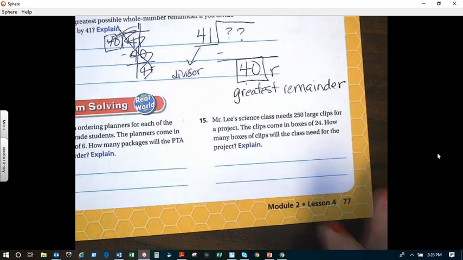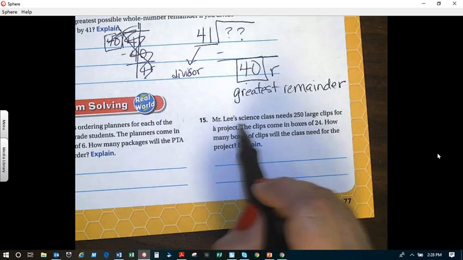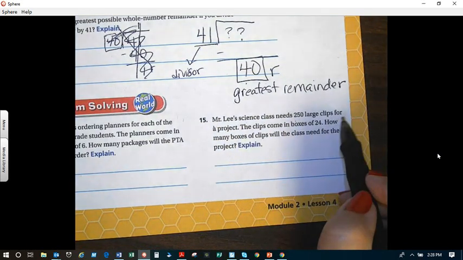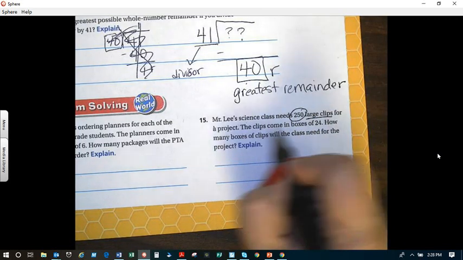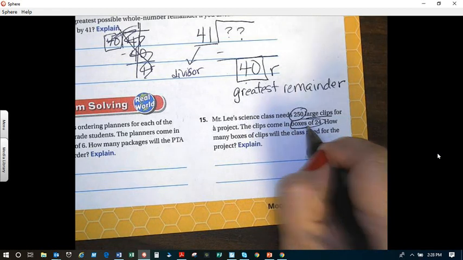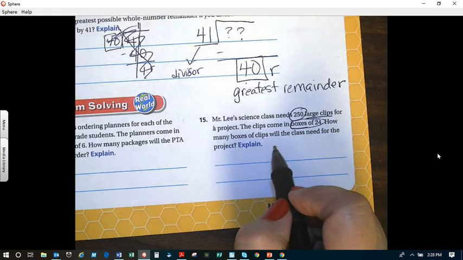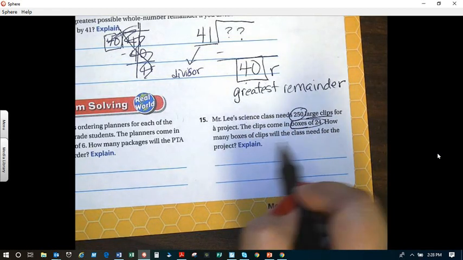All right, let's look at number 15. We're doing all odd numbers. Mr. Lee's science class needs 250 large clips for a project. He needs 250 large clips. The clips come in boxes of 24. How many boxes of clips will the class need for the project?